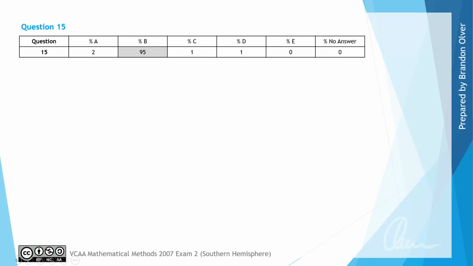And then finally, from the examiner's report, we can see that this question was exceptionally well done, with 95% of students getting the correct answer for this question.